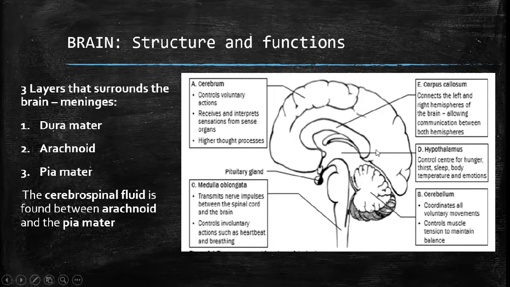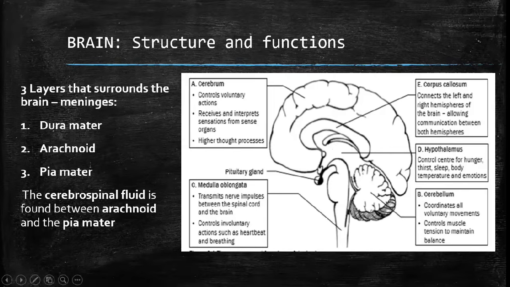And then we have got this part here, the corpus callosum. Since I discussed with you guys that the brain consists of two hemispheres, the right and the left hemispheres. Now, those two hemispheres, they are connected by this part here, which is the corpus callosum. The corpus callosum, its function is to connect the left and the right hemispheres of the brain. And also it allows these two hemispheres to communicate with each other. Remember, the right hemisphere controls the left part of the body, and the left hemisphere controls the right part of the body.